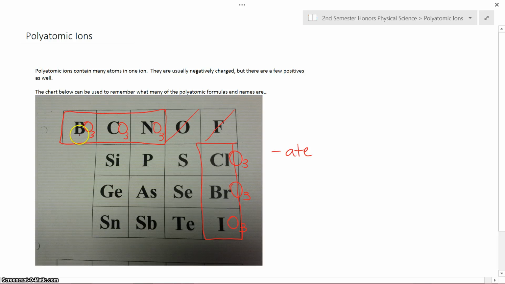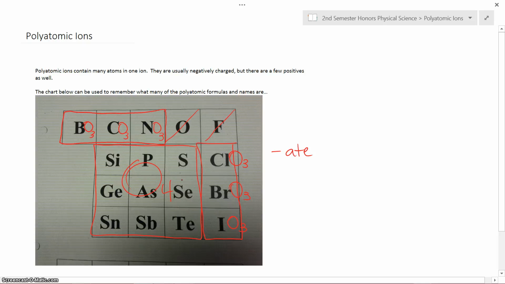So that's borate, carbonate, nitrate, chlorate, bromate, iodate. So that's how many oxygens they will have when they have the ATE ending. The rest of these here all have 4 O's. So usually rather than writing O4 next to each element, I usually just write a big O4 over that whole section. So I know all of those, when they end with ATE, they have 4 O's.